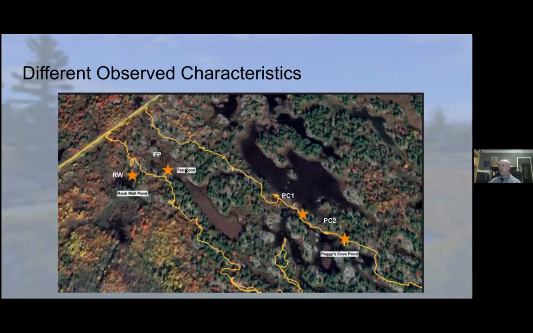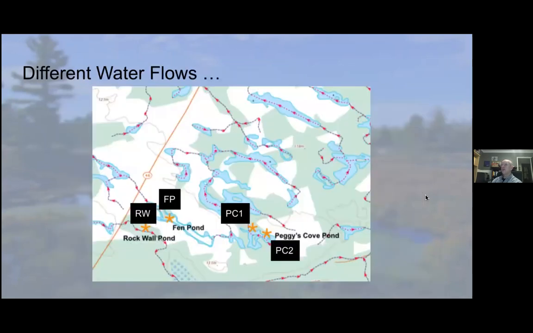So we have Fen Pond, what we call Rockwall Pond, and colloquially known as Peggy's Cove Pond, these 2 locations that we sampled there at Peggy's Cove Pond. These ponds have different water flows, and so, looking at this here, this Peggy's Cove 1 location, we sampled near the outflow, and as we expected, we saw more DNA concentrated there. So, for the future, we would look at these hydrogeographic maps to plan our sampling.